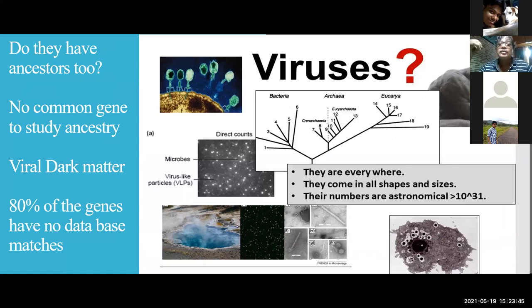Why? Because, unlike in the case of cellular organisms, it is not possible to find any particular common gene with the help of which we can trace the evolution of viruses. Also, as we are realizing now, there is a huge number of genes present in viruses that are not present in cellular organisms. Therefore, we can refer to viruses as some kind of dark matter about which we know very little, and yet they are so abundant on Earth's surface.